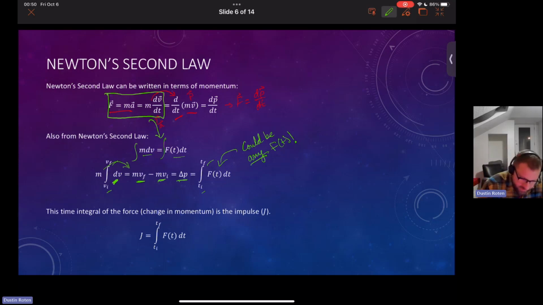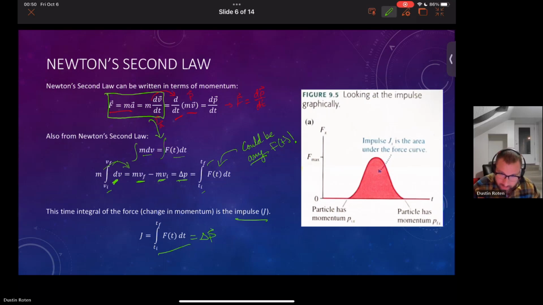Now what we can do is we can actually give this a name. Okay, now this time integral of the force, the change in momentum, this is actually going to be the impulse, and we're going to represent it as J. All right, so we know that the integral of F(t) over time equals J, and we know that this is just dp, the change in, or delta p, this is the change in momentum. And again, it's just the area under that curve that we've already talked about.